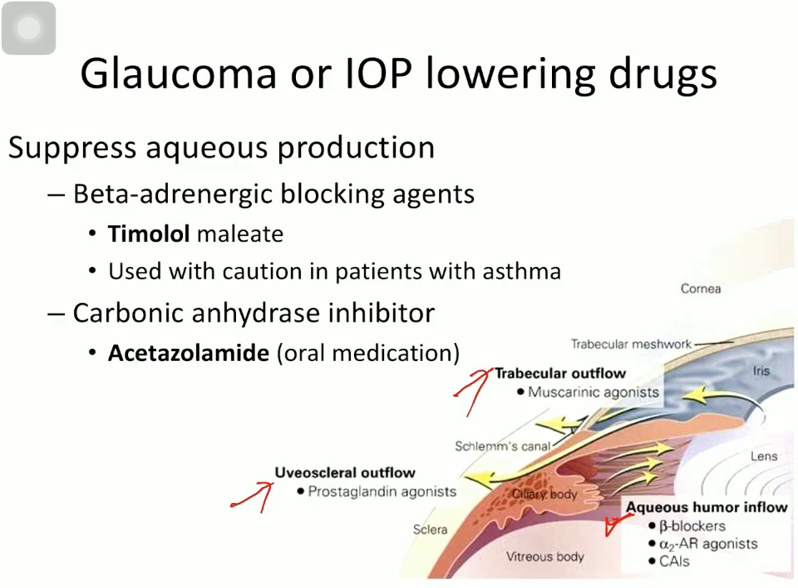Okay. Those that suppress aqueous production could be your beta-adrenergic drugs, your carbonic anhydrase inhibitors, okay, and an example of which is your timolol. However, before using timolol, you have to ask for a history of asthma, because dropping timolol can cause asthma, status asthmaticus. For carbonic anhydrase, we use acetazolamide, but be wary of potassium excretion through the urine. So you have to replenish your potassium with your banana or your potassium chloride solution.